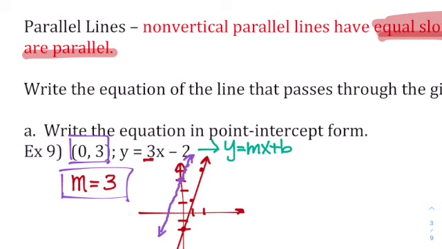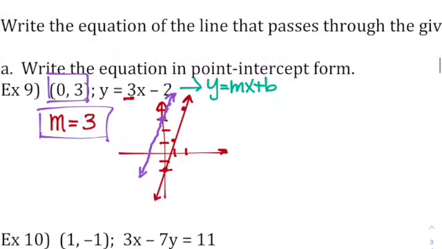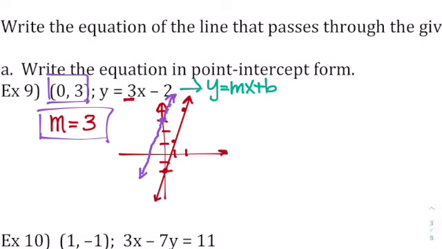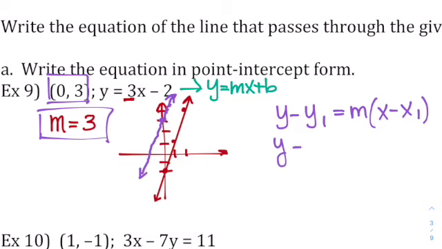So to write it in point-slope form, you are going to have y minus y1 equals m times x minus x1. And y minus, using the purple one, 3 equals m, in this case 3, times x minus 0, because that's your x1. This is x1, this is y1.